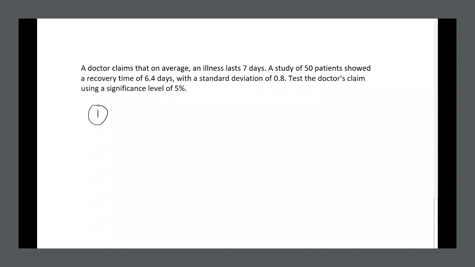So step 1 in hypothesis testing will be to state the null hypothesis and the alternative hypothesis and which of the two is the claim. What the doctor is claiming is that the average, so we're looking at the population mean, is equal to 7, right? They're saying it's 7 days that the illness lasts. And that would be a null hypothesis because it is a statement about the population mean being equal to something. The alternative hypothesis would be that the population mean is not equal to 7. And the doctor's claim is right here.